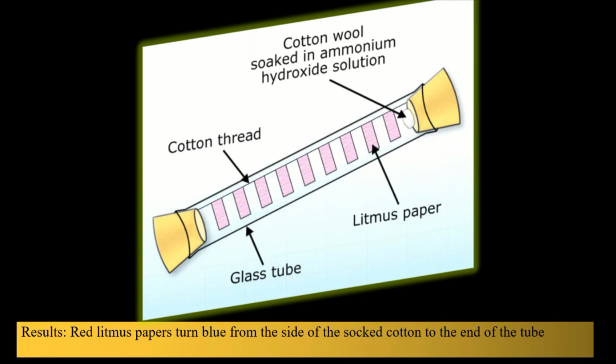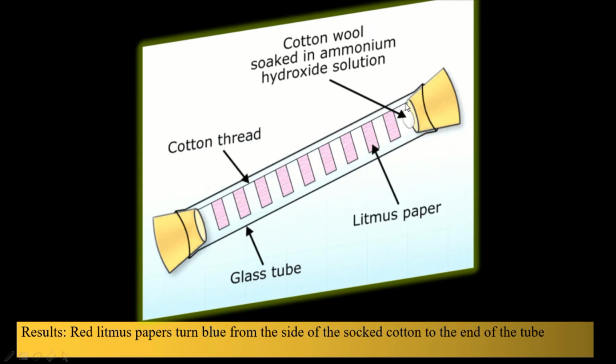Now based on the definition of diffusion, ammonia molecules are most likely to move from the cotton where it's in high concentration, and then diffuse from here to other parts of our glass tube. That is the whole concept. From there we have the red litmus paper. Going to our results, the red litmus paper will turn blue from the side of the soaked cotton to the end of the tube.